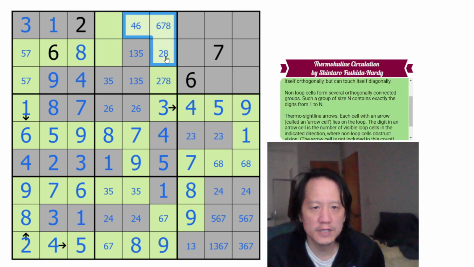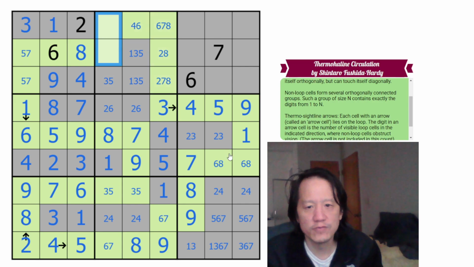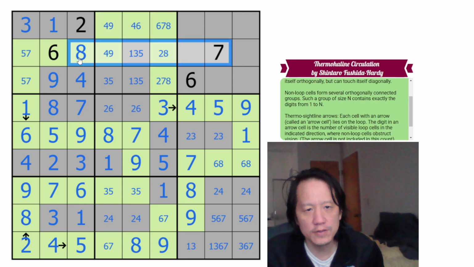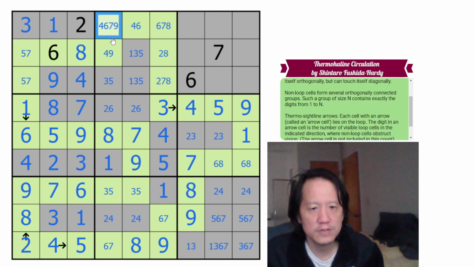Well, okay, where's the 9? The 9 could be one of those two. So this could be 9. It could be 4. This one can't be 5. This can't be 6, 7, or 8, but this could be 6 or 7. So we have that.